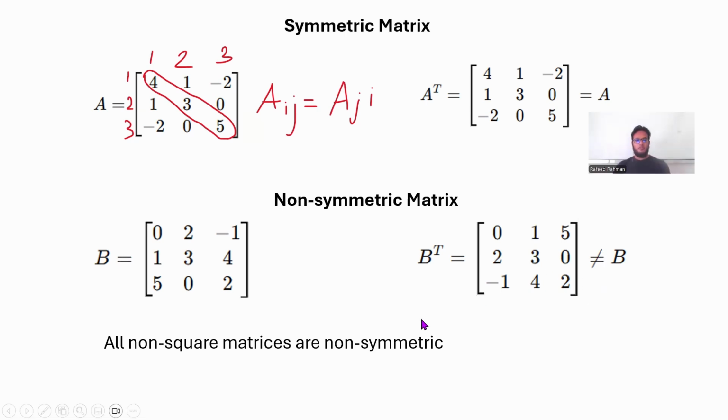One more thing, for a matrix to be symmetric, it needs to be a square matrix. That means the number of rows and number of columns need to be the same. So here you have 3 rows and 3 columns. Otherwise, it will never be symmetric.